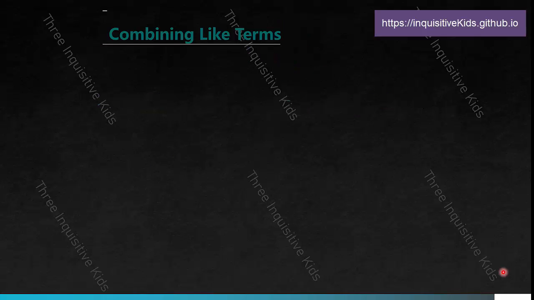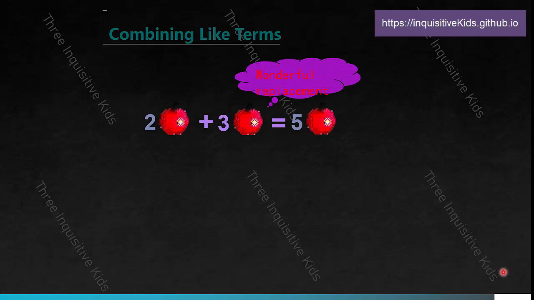So now let's look into the section on combining like terms. First, I want you to look at an equation I have here. What do you see in that equation? What does it mean? It means 2 apples plus 3 apples is equal to 5 apples. Does that make sense? If you have 2 apples to your left and 3 apples to your right, and you put them all together into the middle, it's 5 apples.